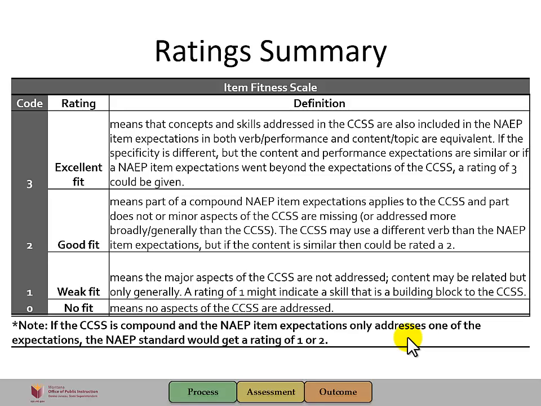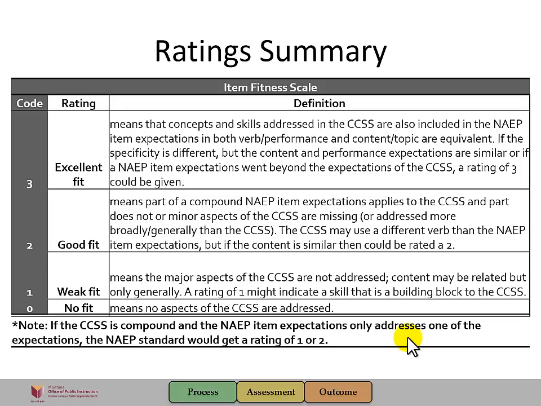For a good fit, this means part of the compound NAEP item expectations applies to the Common Core standards and part does not, or a minor aspect of the Common Core standards is missing, or addressed more broadly and generally than in the Common Core standards. The Common Core standards may use a different verb than the NAEP item expectations, but if the content is similar, then this could be rated a 2.